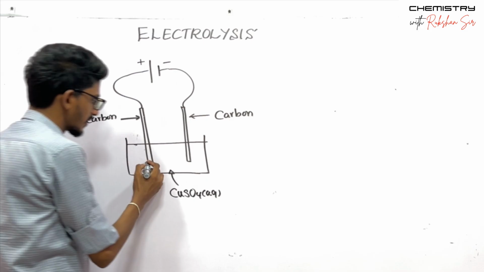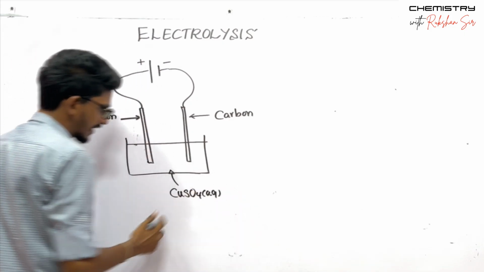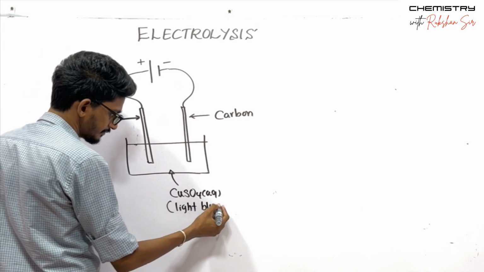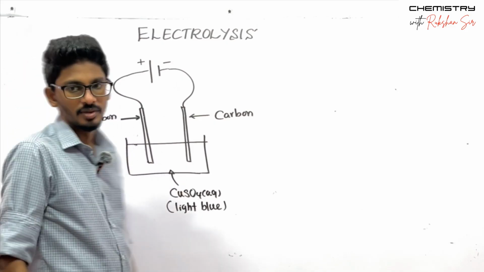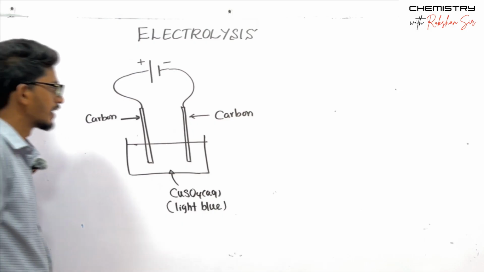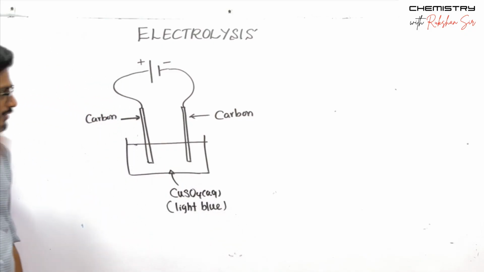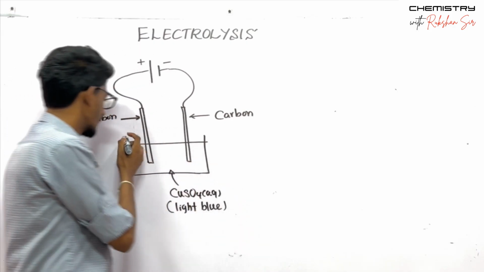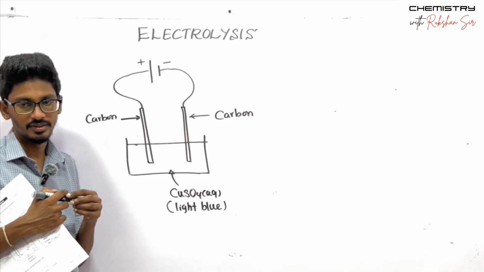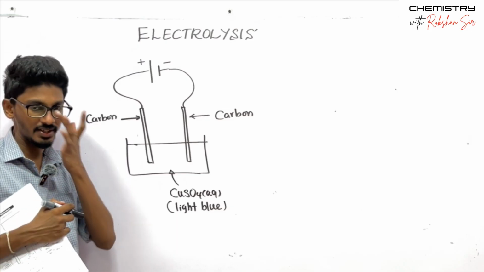So if you are to do so, what will you obtain? The copper sulfate aqueous solution was light blue in color due to the presence of copper 2 plus ions there. What you will ultimately obtain is a colorless solution if you carry out this process. How does that happen? Let's discuss that to get a simple idea about the electrolysis processes.